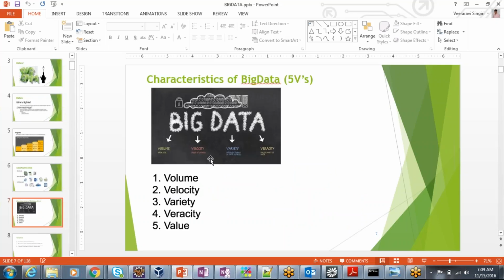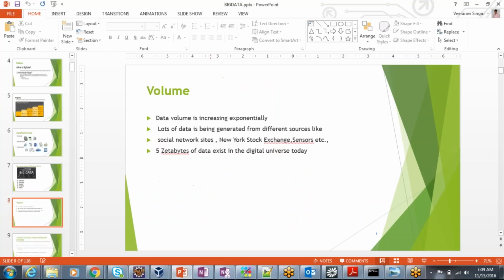And there are some characteristics for the data also. The characteristics are volume, velocity, variety, veracity, and value. Volume represents how much data you are dealing with. Data volume is increasing exponentially. A lot of data is being generated from different sources like social media, stock exchange markets, sensors, right?